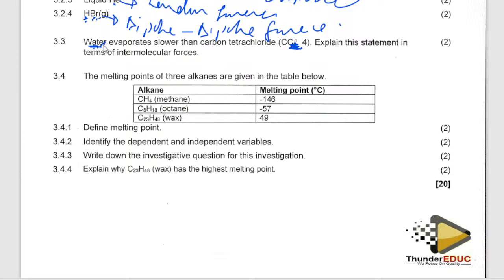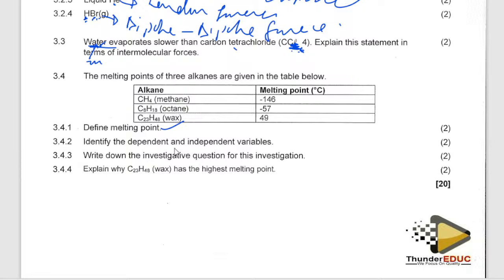This is because of the intermolecular forces, which are hydrogen bonds for water, while for this one they are dipole forces. Hydrogen bonds are stronger than dipole forces, so water will require more heat to evaporate compared to this. And then the last question, melting point. They're not asking what is melting. They're asking melting point: the point at which the solid melts.